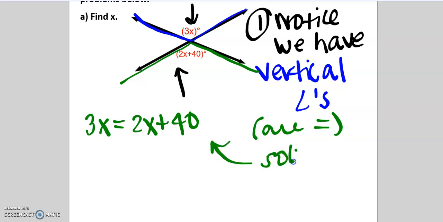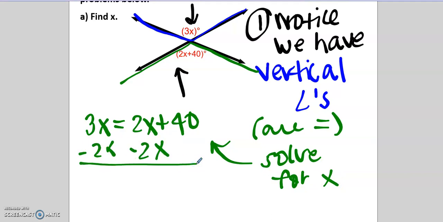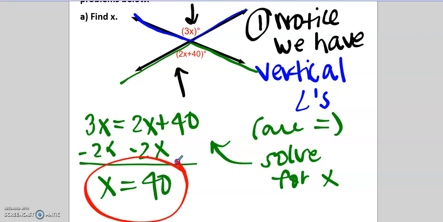So what should I do to both sides? How about we combine our like terms? So I'm going to subtract 2x on both sides. I'm going to get 3x minus 2x gives me x, 1x equals 40. And there we go, we solved for x. So that's the great thing about those theorems, is that we can use them to solve diagrams, to solve for variables, and that's what we're going to do a lot in 2.6 and moving forward this year.